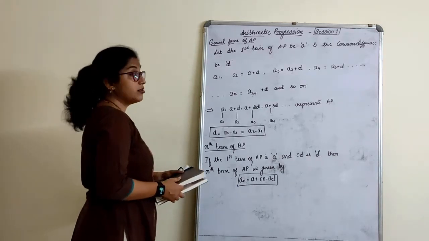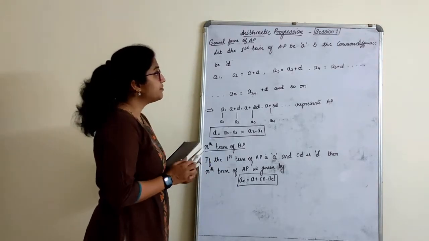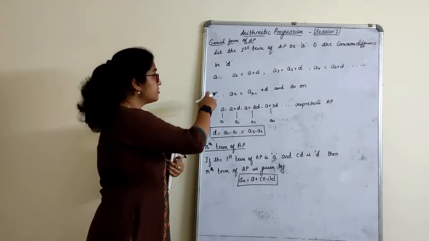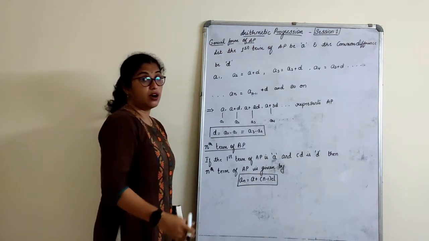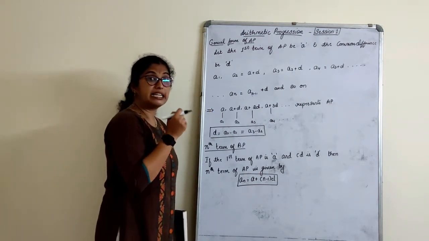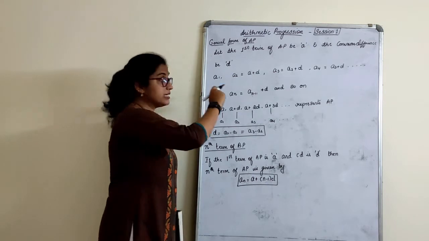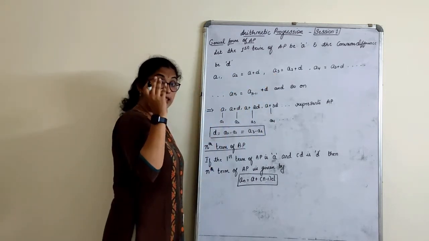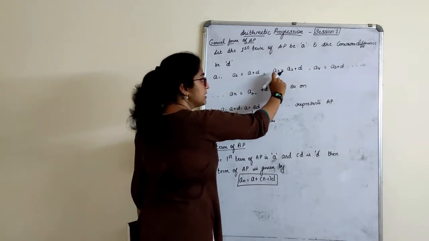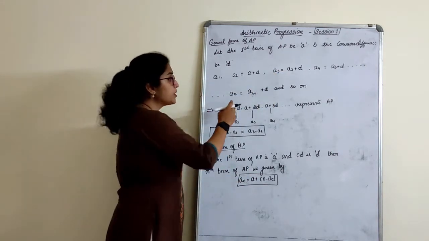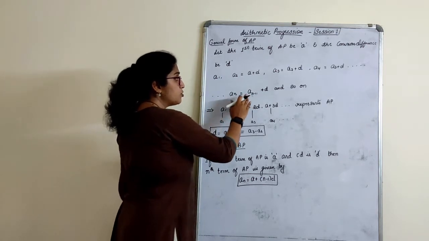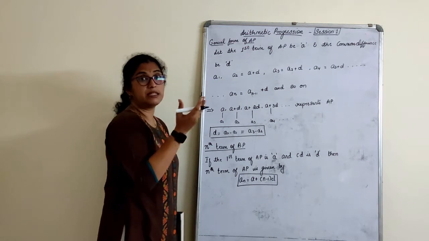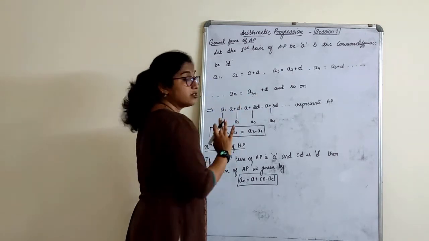When we talk about the general form of AP, let the first term of the AP be a and the common difference be d. Then how do we write? First term is a1, second term we write by adding the constant term to the preceding term, a plus d. How do we write the third term? We add that constant term, that is d, to the preceding term. What is the preceding term? a2, and so on. So how do we write the nth term? The nth term is the preceding term a(n minus 1) plus d. That means to the preceding term we add the common difference.